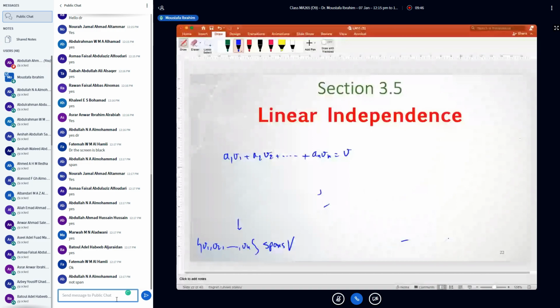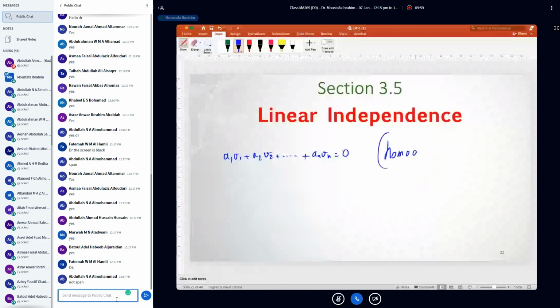3.5 is very easy. It's the same idea, but instead of V, we will remove it and put 0. We will put vector 0, which means here we have a homogeneous system. What do we know about a homogeneous system?